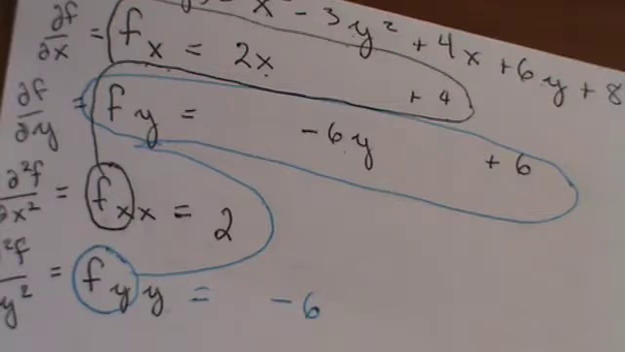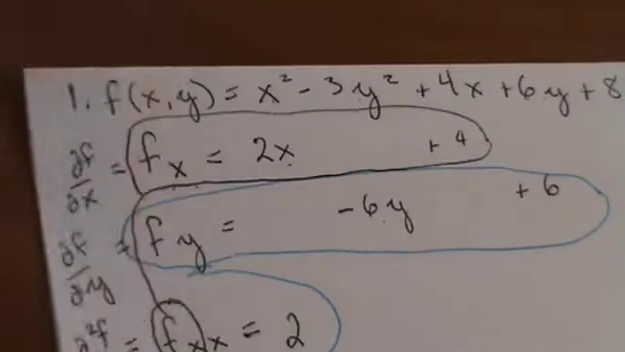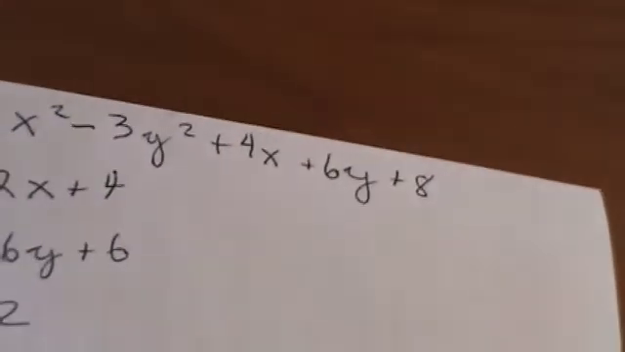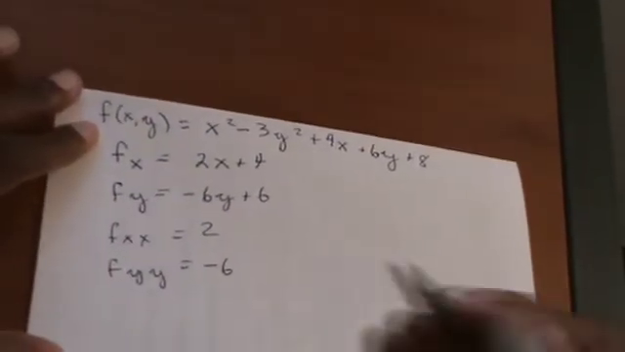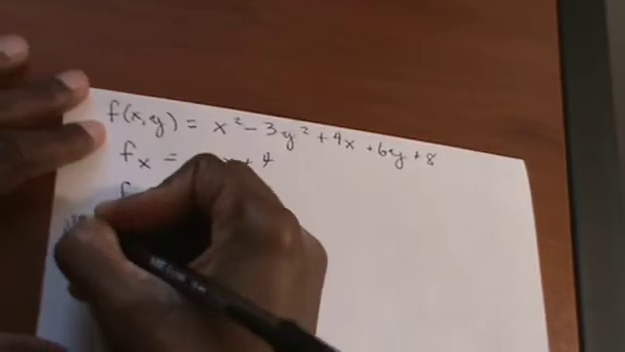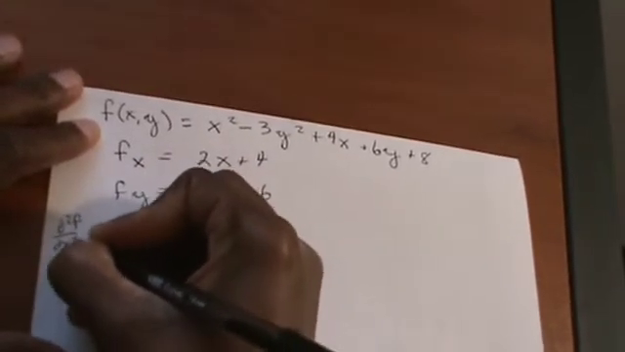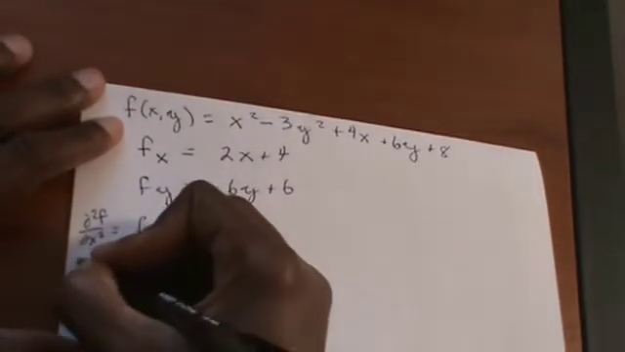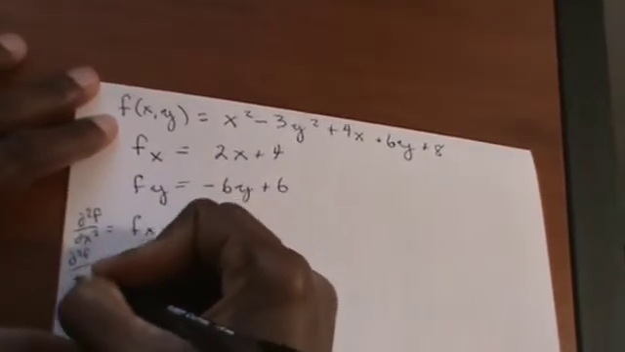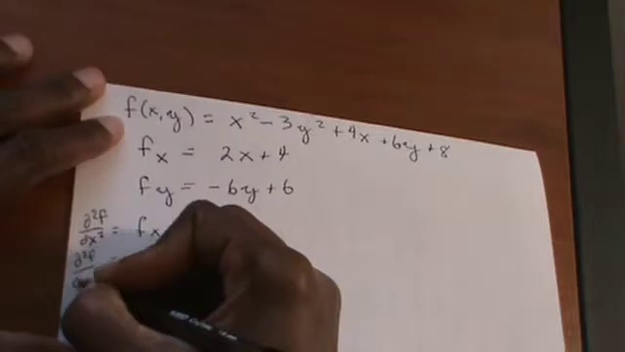fxx is equal to 2, fyy equal to negative 6. All right, so there's two more second derivatives. There's actually 4 in total. Okay, so this is d squared f dx squared. Two derivatives, both with respect to what? X. This is d squared f dy squared.